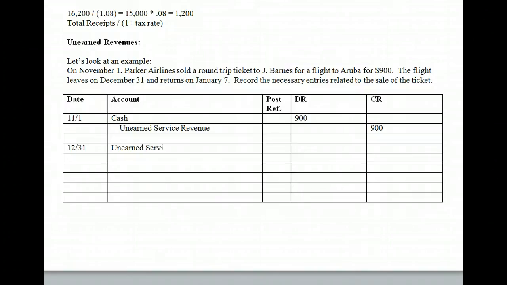So we're going to reduce our unearned revenue because now we have actually provided the service. And we're going to reduce it in half. We've earned half of that flight, half of that ticket sale. And then we're going to credit our service revenue because once we perform the service, we get to recognize the revenue. It is earned. And there is no question about collectability. We've already collected it. So we get to recognize revenue of $450.